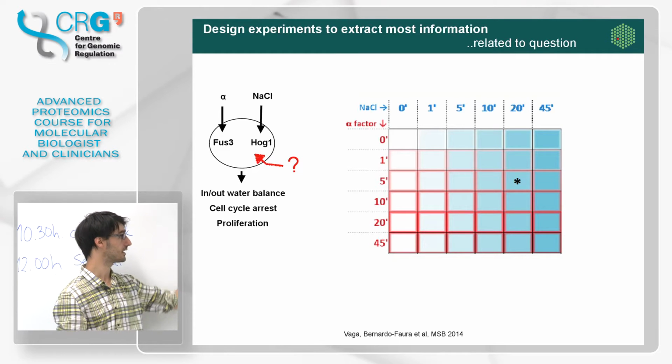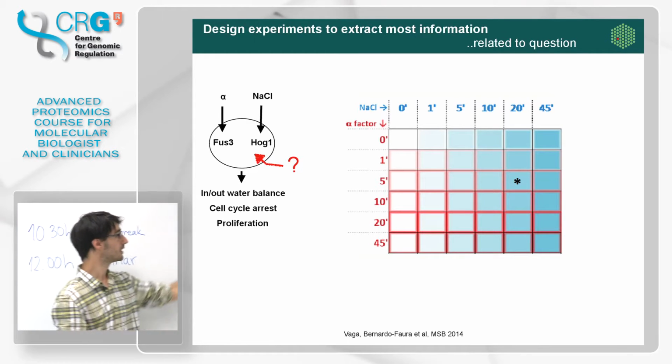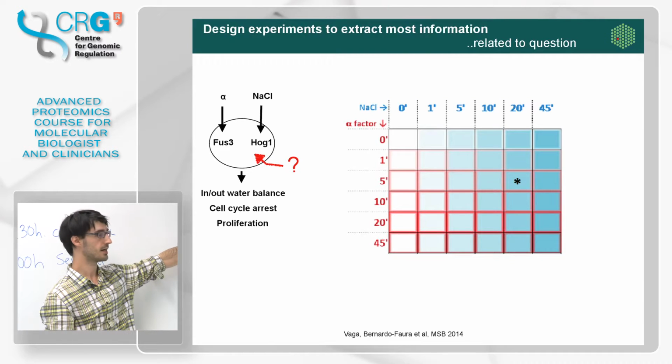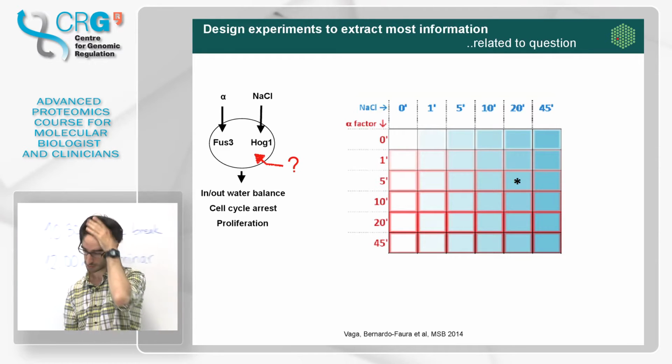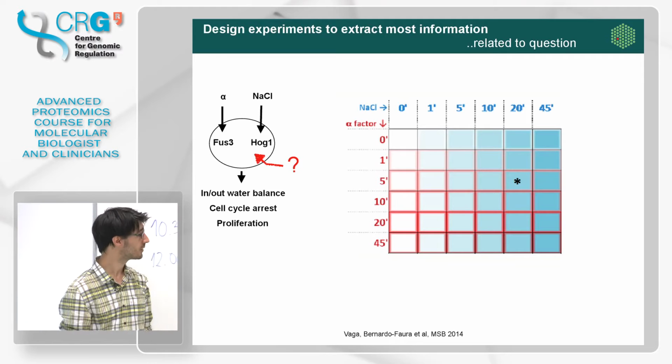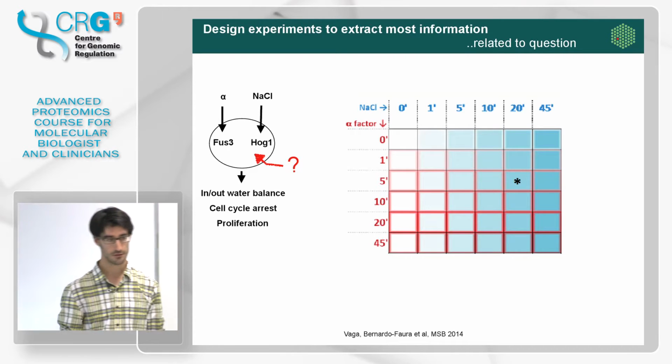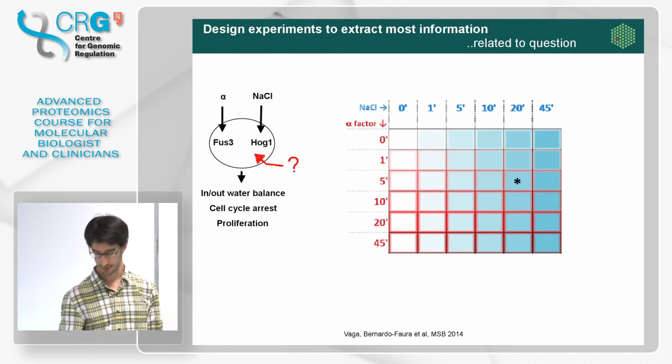If they are activated and if there's crosstalk, how is it possible that you use a stress stimulus and you don't trigger proliferation? These kinds of questions are not well understood yet, and so we're trying to answer that. So here is how we defined the experiment to try to answer that question.